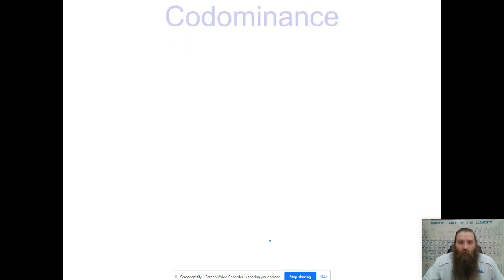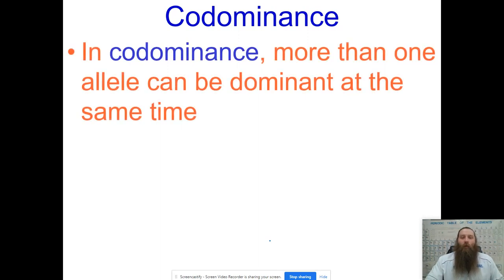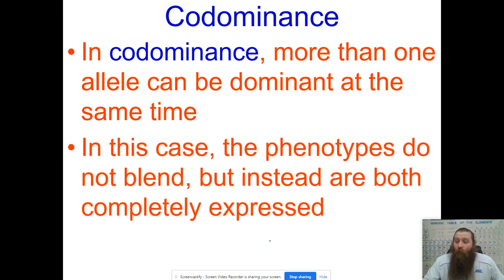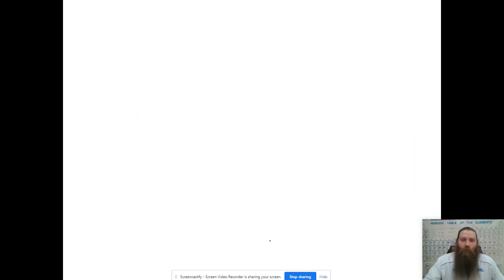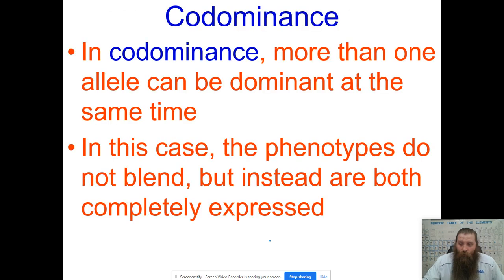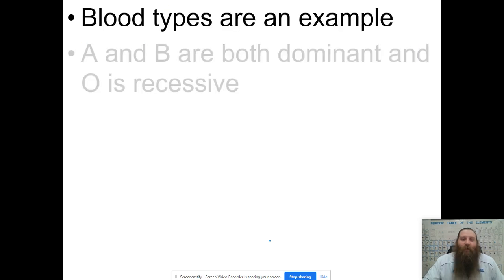Now, another special case is called codominance. In codominance, more than one allele is a dominant gene. And so here, the phenotypes won't blend, but they're both going to show up. We're going to use colors in this example. So we're not going to use colors. Sorry, I'm going to use blood types.